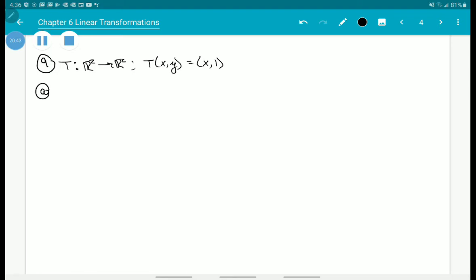So if we want to prove this, this is where we're going to start. You may already see that this is just not going to work out. So we're going to let U be (U1, U2) and V be (V1, V2). Then U plus V, I do like to go ahead and add these together.